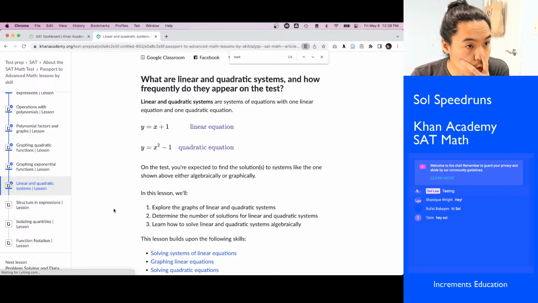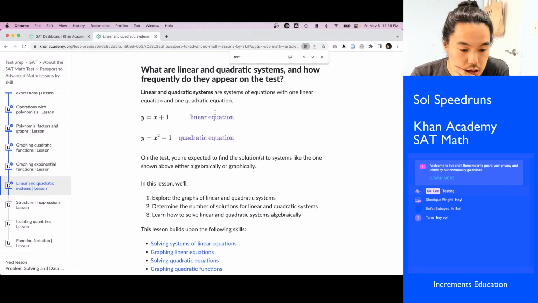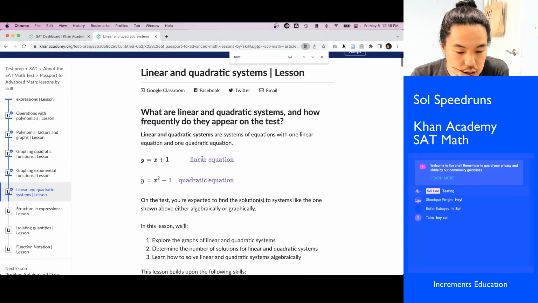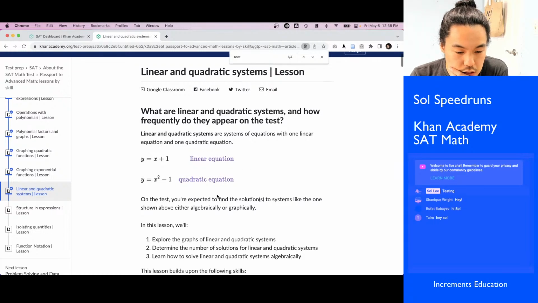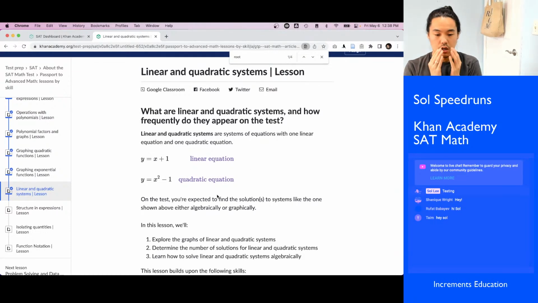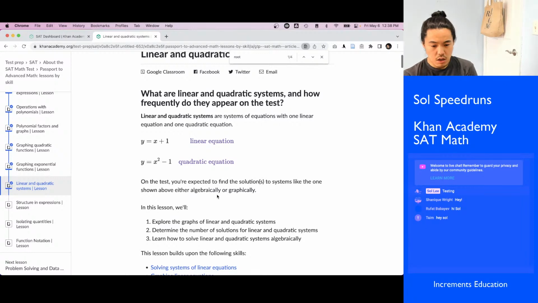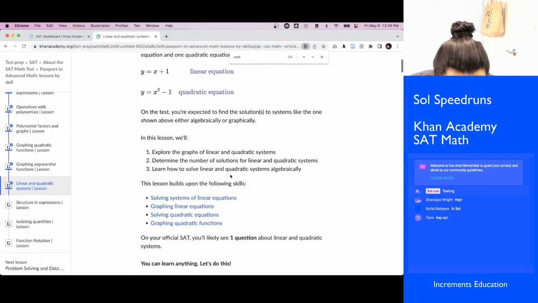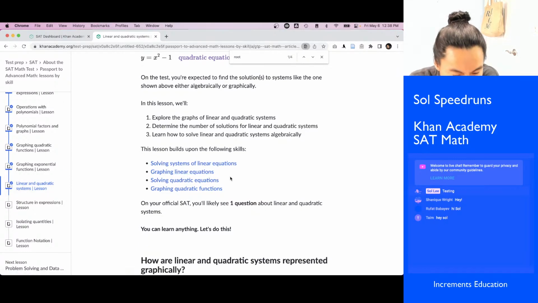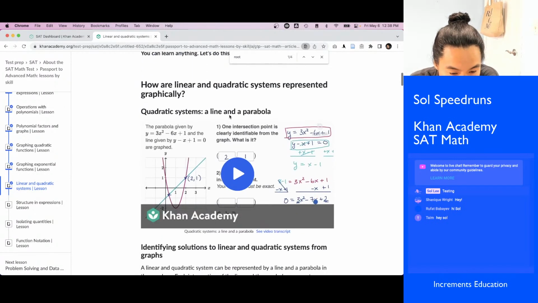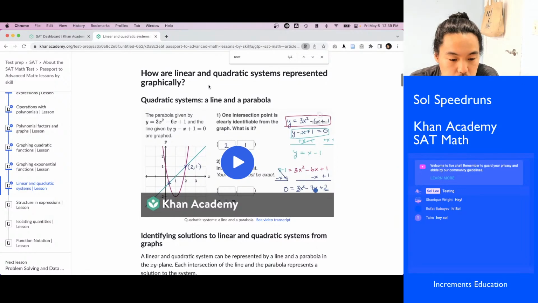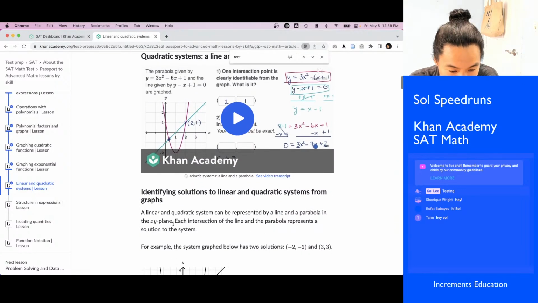Linear and quadratic systems. How frequently do they show up? One question? Really? How are linear and quadratic systems represented graphically?